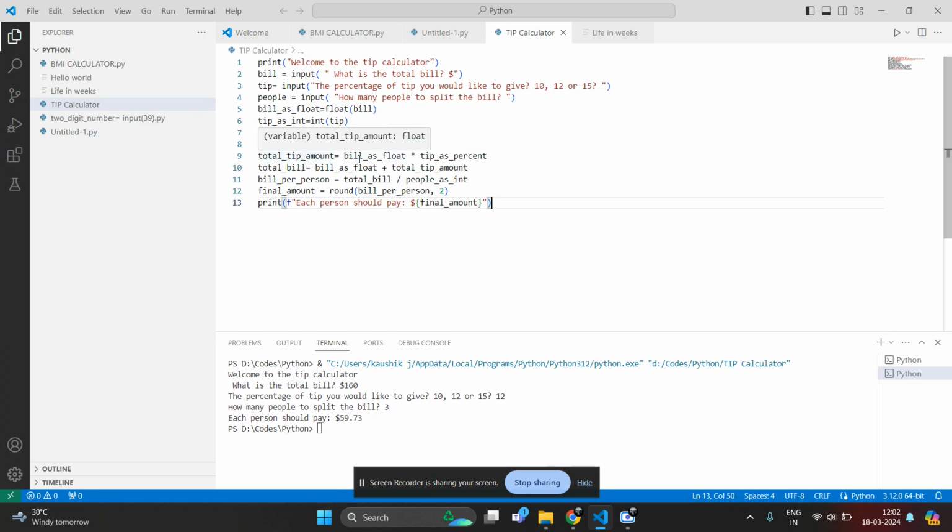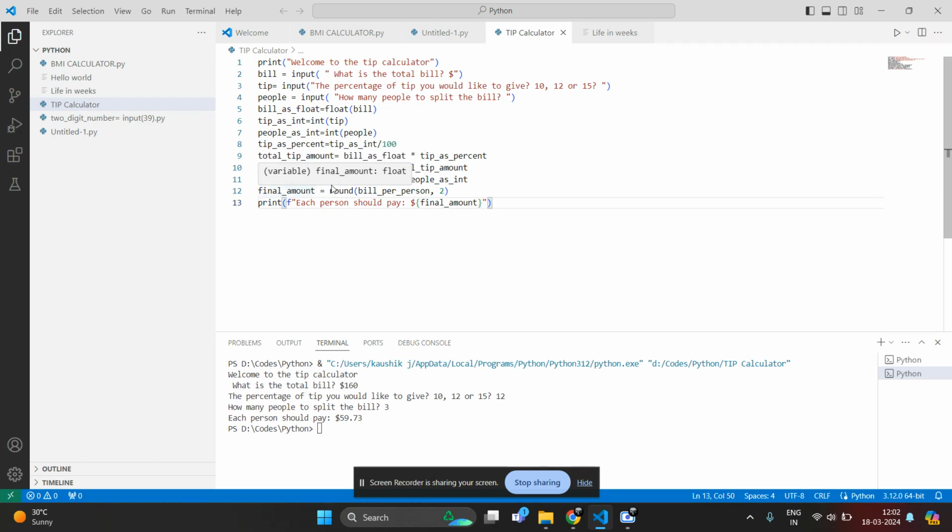So to calculate the total amount, I will add the bill and the tip as percent of the bill to get the total. Sorry, it's not the total tip amount. So I'll show that in the console, how it works out in the total bill. The overall bill the person has eaten, plus the amount of tip he decides to give to the waiter or waitress, will be calculated in the total bill variable.